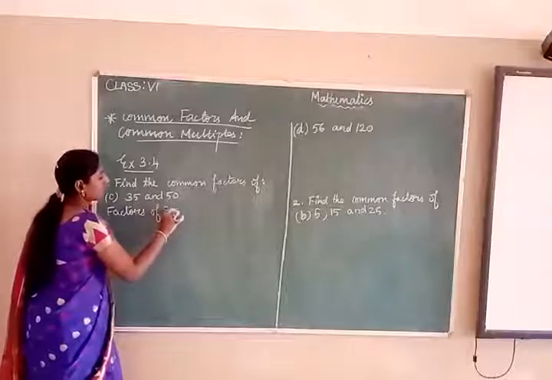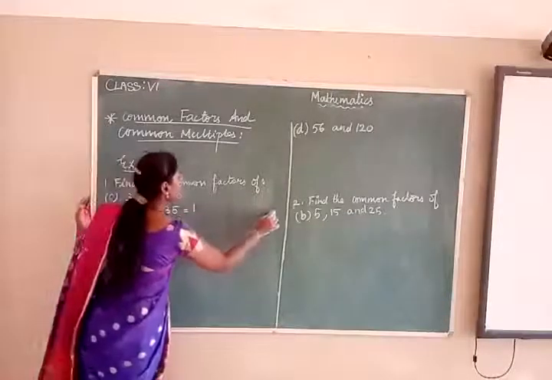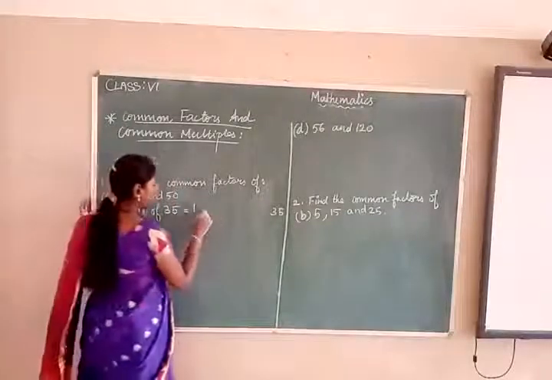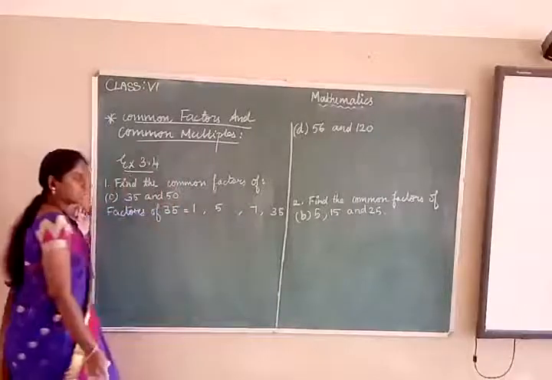Factors of 35: 1, 35. Will it come in 2 table? No. 3, 4, 5? Yes, it comes in 5 table. 5 7s are 35. So only these are the factors of 35.